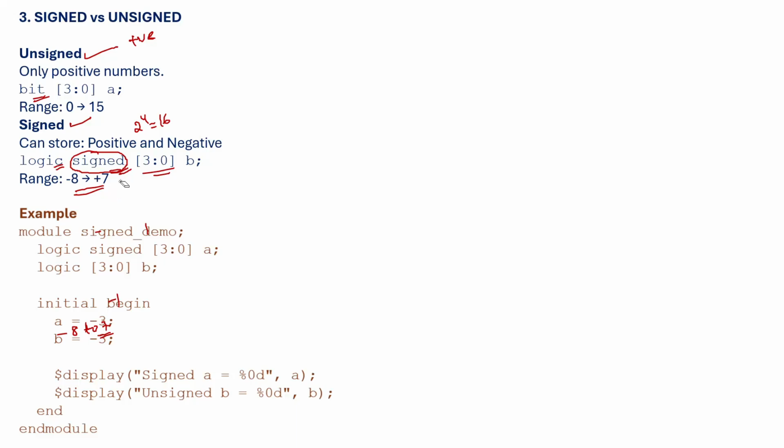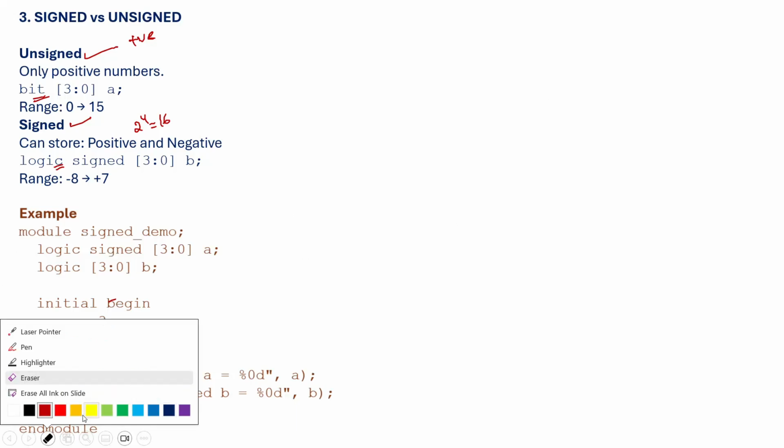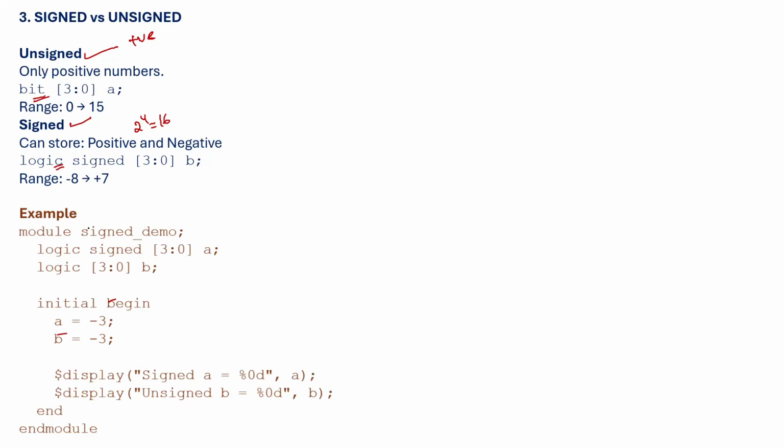Okay, see, so these are the bits I am having. Module signed demo. I'm having a 4-bit binary number, 4-bit logic data type. It is signed, and then a 4-bit logic data type without signed. Okay, signed values can be stored. This negative value, how it is representing in the Verilog.